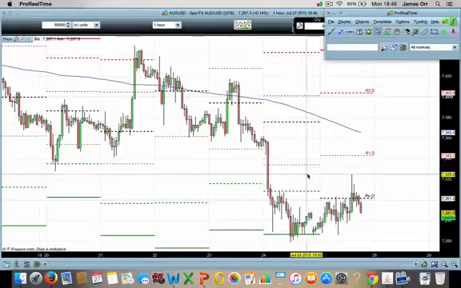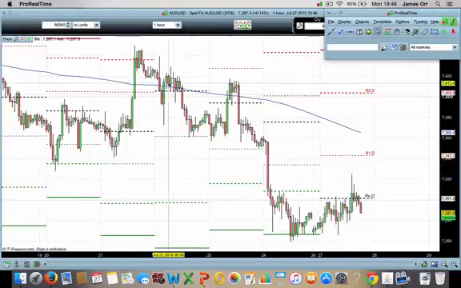So now we have the chart set up. We know that we're only going to trade off of pin bars and engulfing candles. I've already done a video on the best candles to use when trading Forex. So if you don't know what a pin bar or an engulfing candle is, do just watch that video.